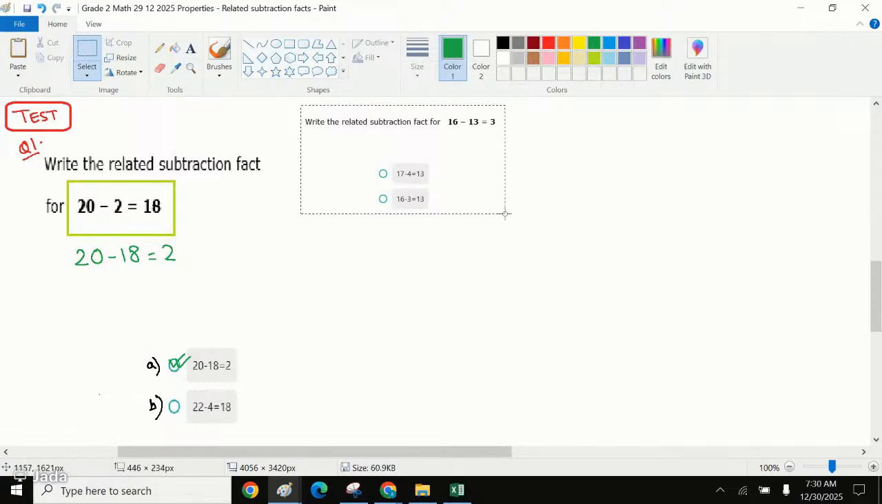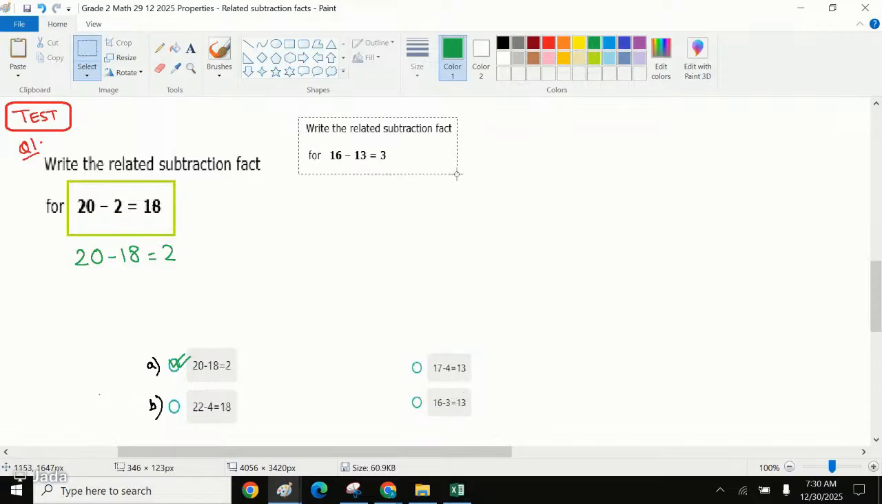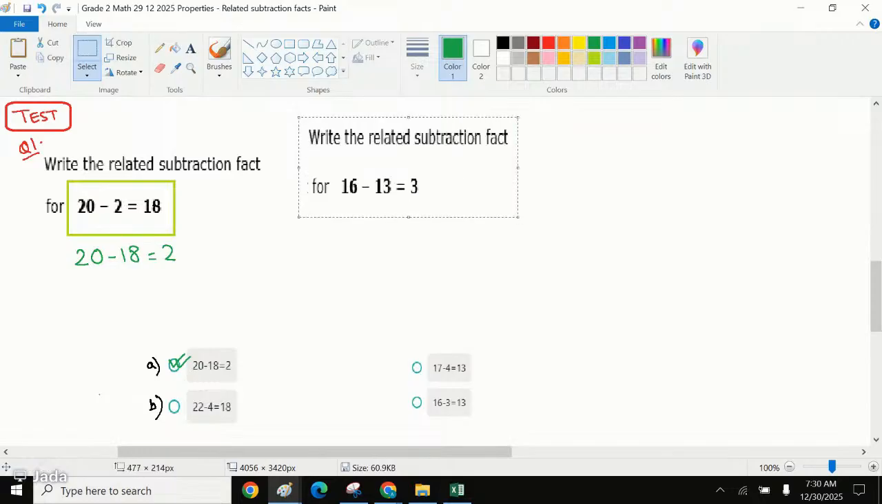Okay, I'll just copy this. This is question number 2. These are the two given options. And the question was this. I'll just change the size so that it's readable. In question number 2, it says, write the related subtraction fact for 16 minus 3 is 13. So once we have the equation, can we write down the related subtraction fact for this?